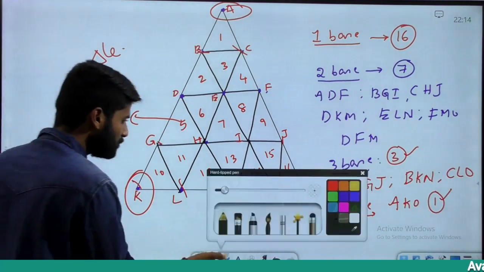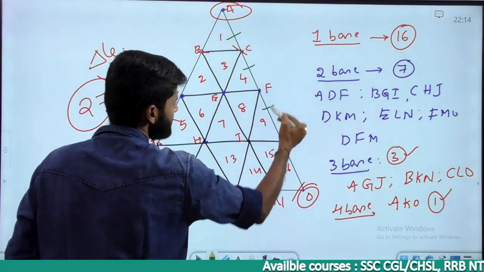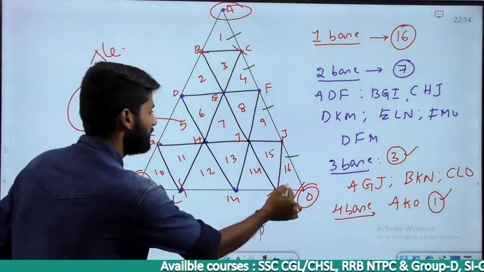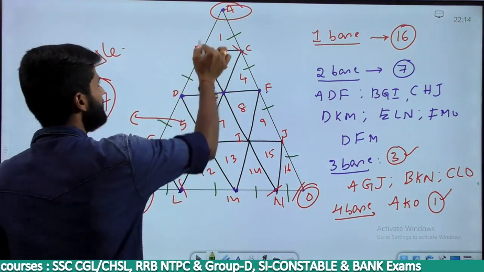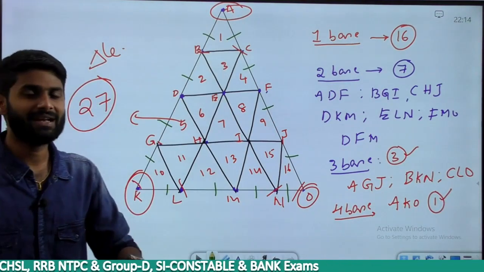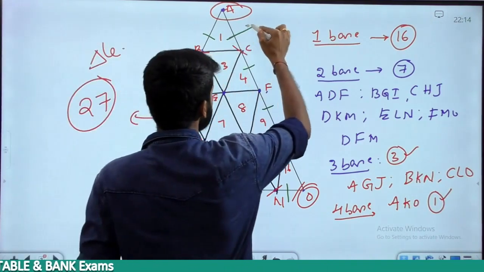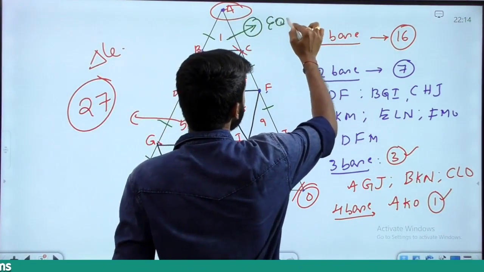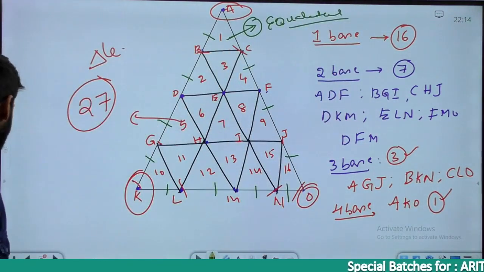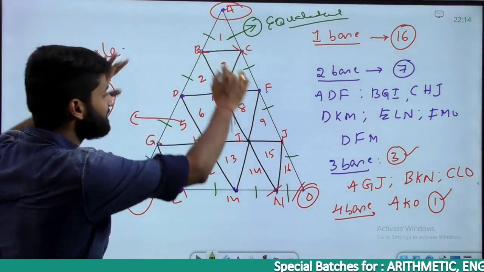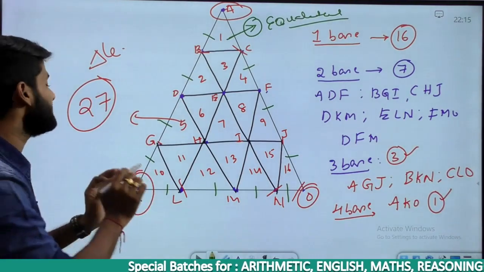Then one of the most important observations is here. Observe that on this side, 1 2 3 4, we have 4 bases. Again 1 2 3 4, we have 4 bases. Again 1 2 3 4. It means every side maintains an equal number of bases. If every side maintains an equal number of bases, the bigger triangle is an equilateral triangle. So if any question says the bigger one is an equilateral triangle, to count the number of triangles in an equilateral triangle we have a direct shortcut method.